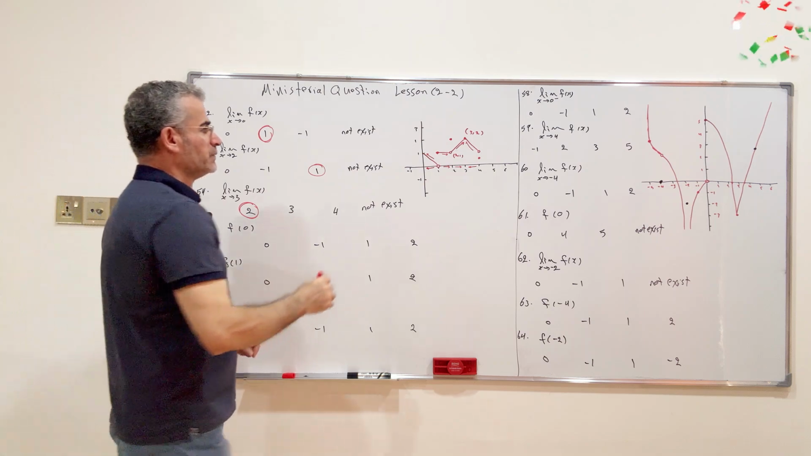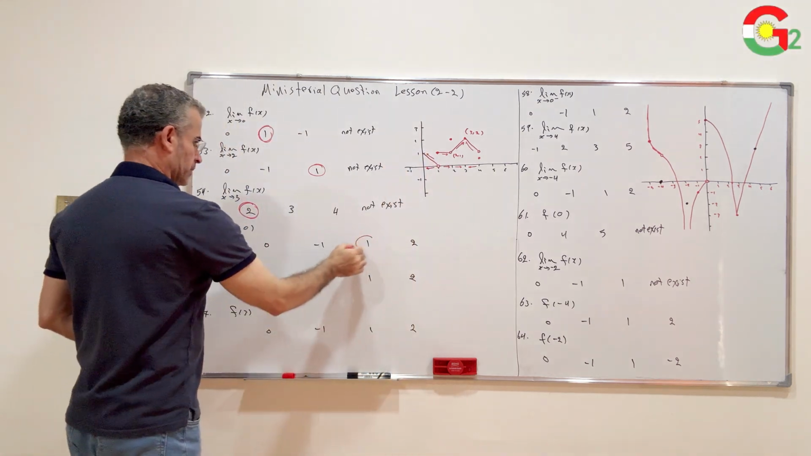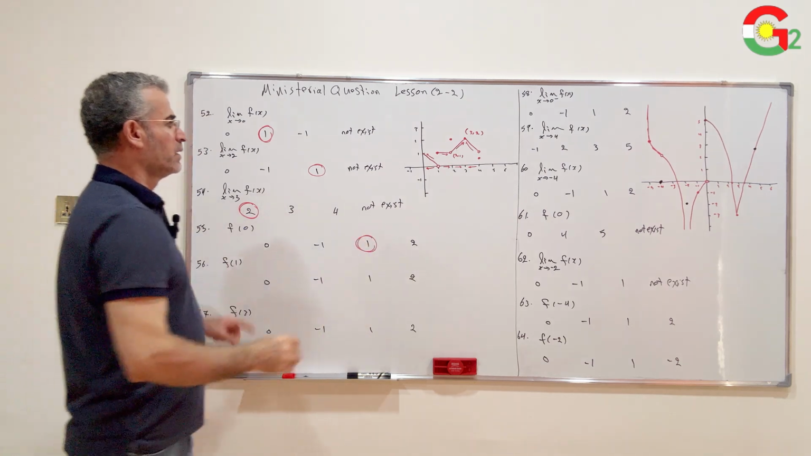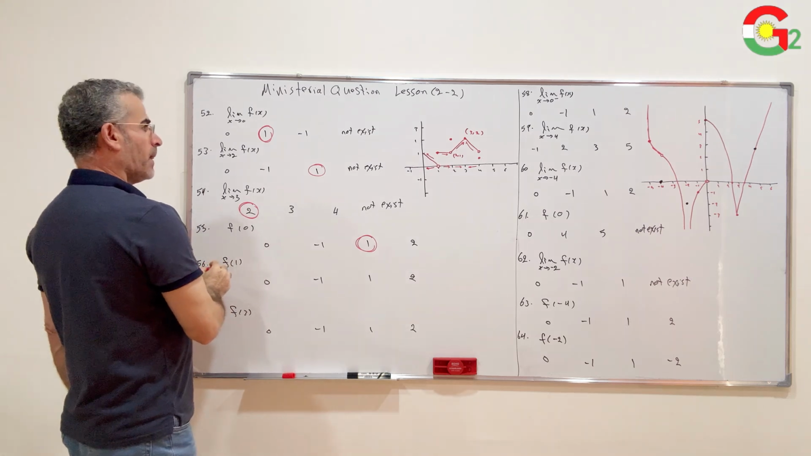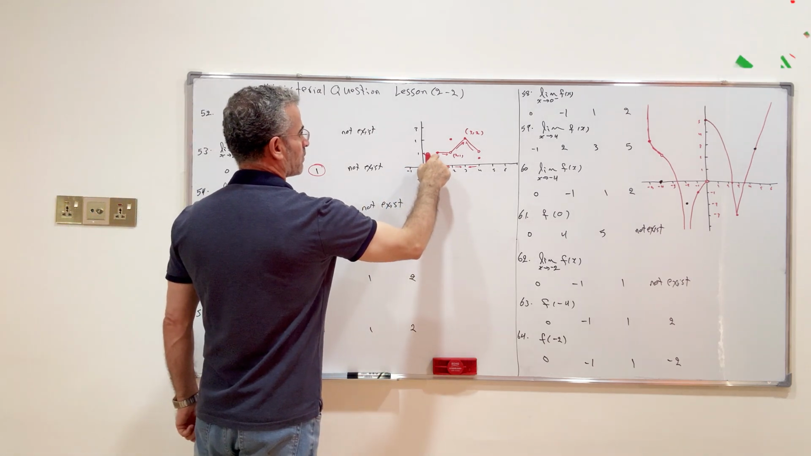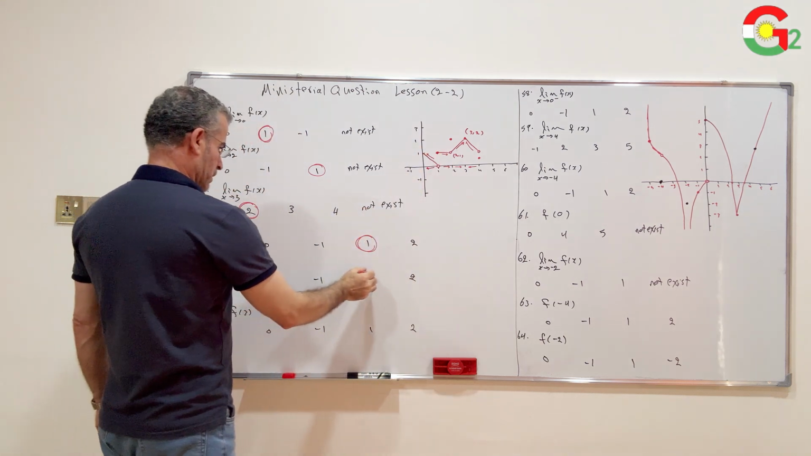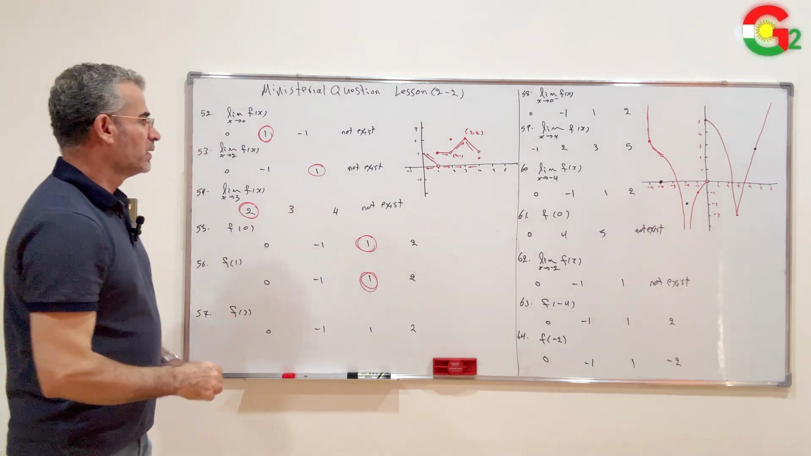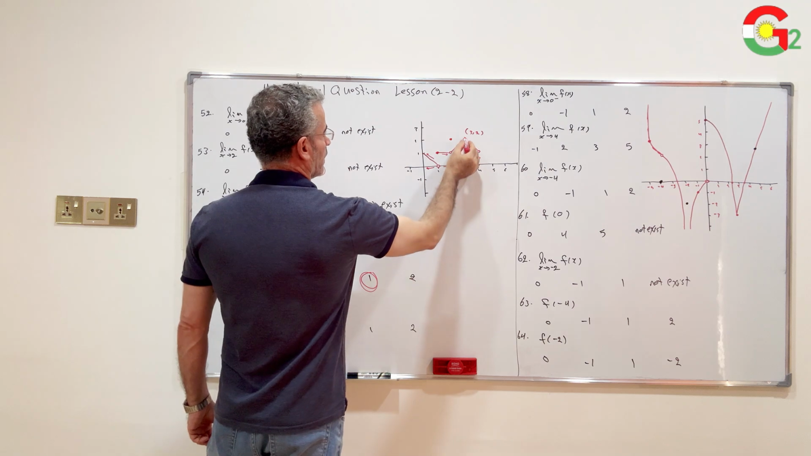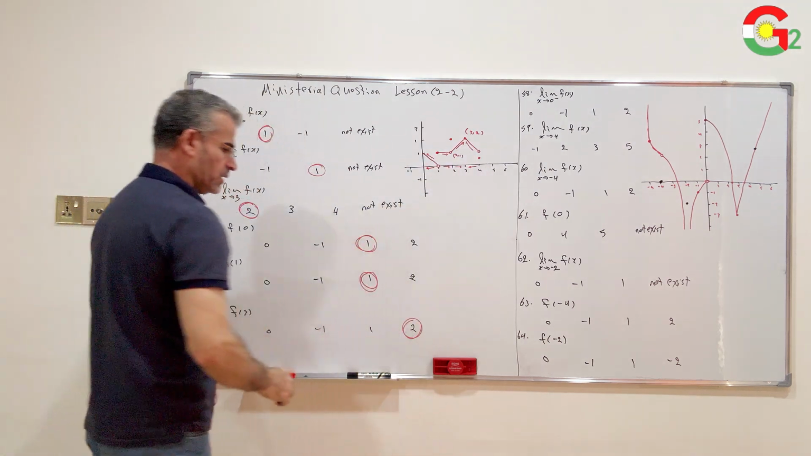f of 0, this is 0, f of 0 is 1. f of 1, as you see, we have a gap here, but we have the point here, the function is defined here, then 1 is the right choice. f of 3, this is 3, f of 3 is 2. Then the right choice is D.